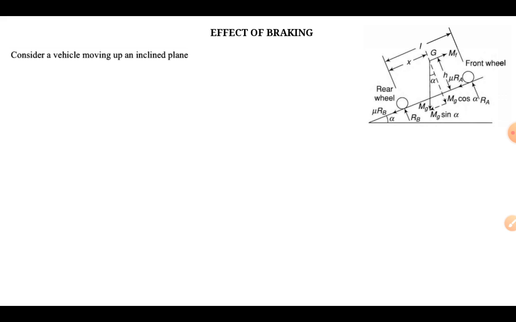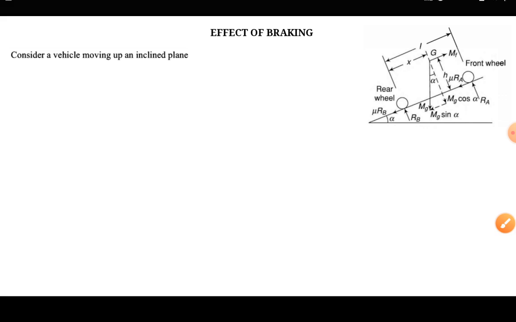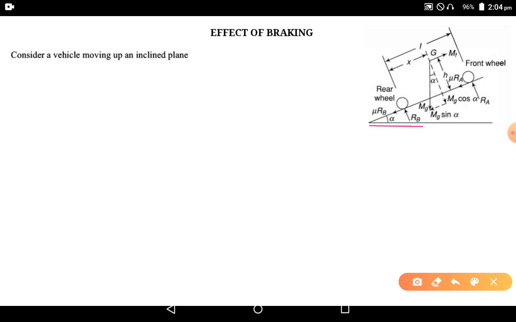So for that, consider a vehicle which is moving up on an inclined plane. In this figure which is drawn here, you consider a vehicle which is moving upwards on an inclined plane, and the angle of inclination is alpha from horizontal, right? So this vehicle is a four-wheeler car or any vehicle which is moving upwards. These pair of wheels are the front wheels and these pair of wheels are the rear wheels, right?